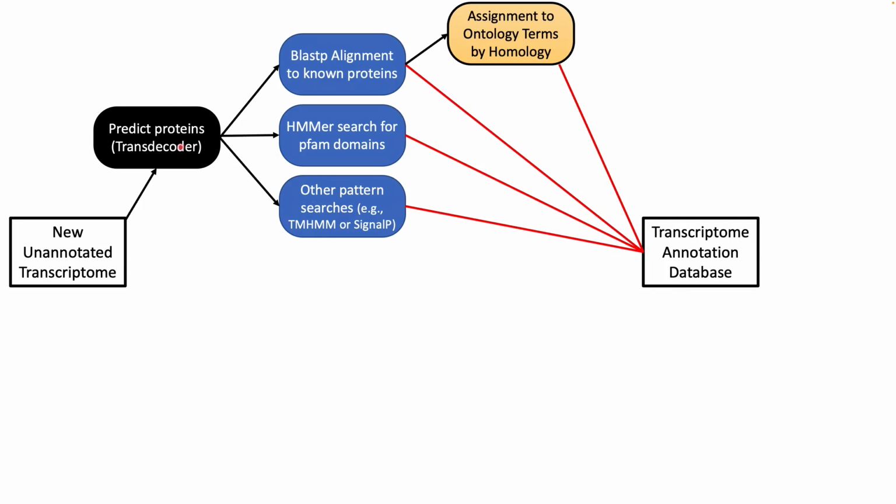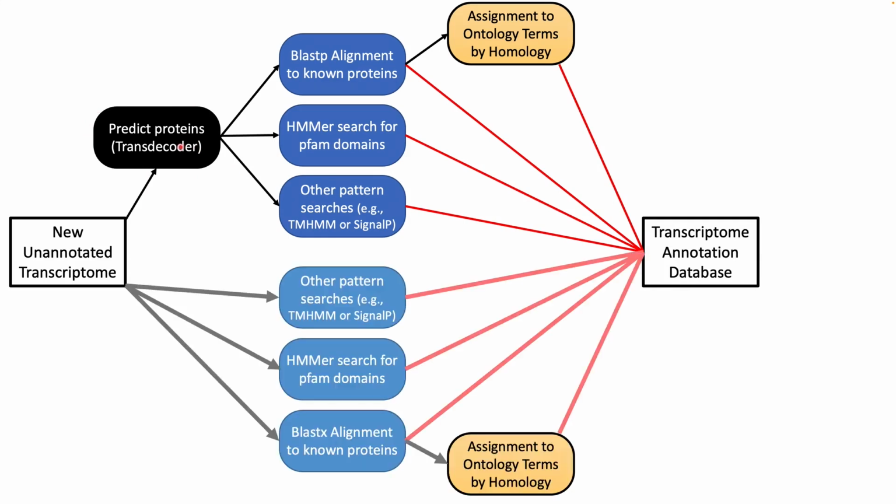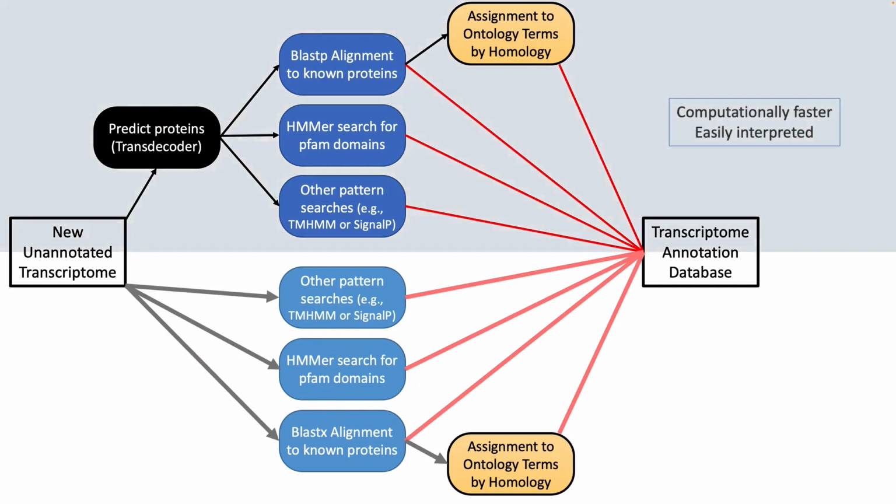And so as a result, we can actually mirror this entire process and do all the same work at the transcript level. It is possible to do the 6-frame translations on all of these transcripts and search for all of these same tools, and pretty much all of these tools have the capacity to work at the transcriptome level as opposed to the predicted protein. If you do this, the work is computationally faster. Once the proteins have been predicted, it's a faster alignment and it's more easily interpreted.